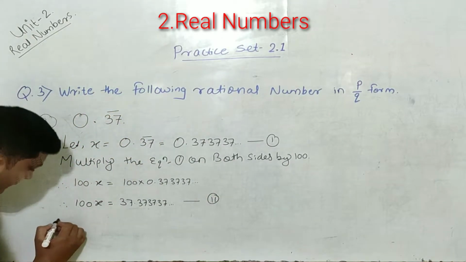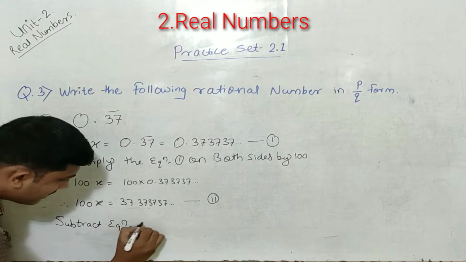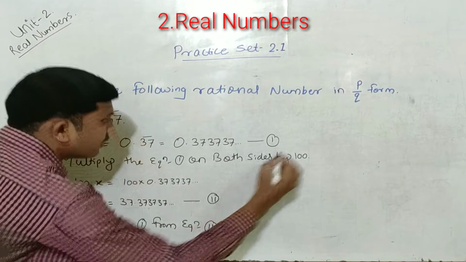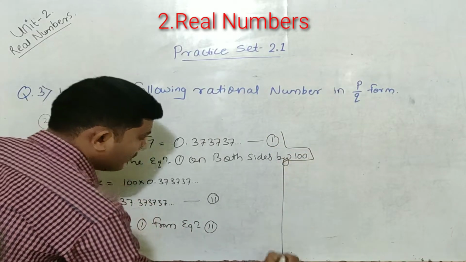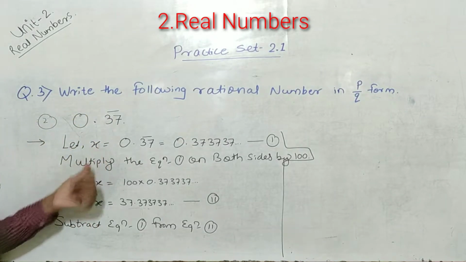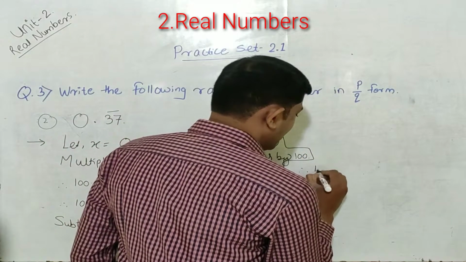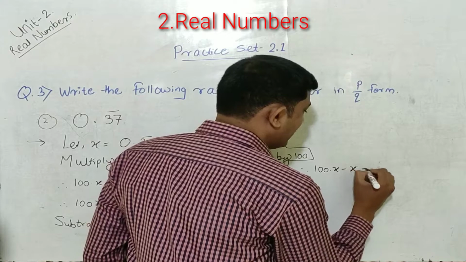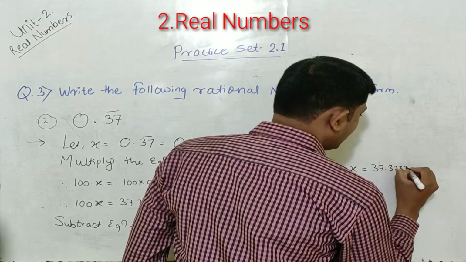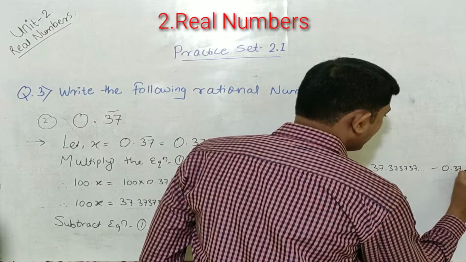Now subtract equation 1 from equation 2. What do we get? We have to subtract equation 1 from equation 2. In the same way, LHS will be subtracted from LHS, RHS will be subtracted from RHS. So here we get 100 times x minus 1x, which is equal to 37.373737 dot dot dot minus 0.37 dot dot dot.